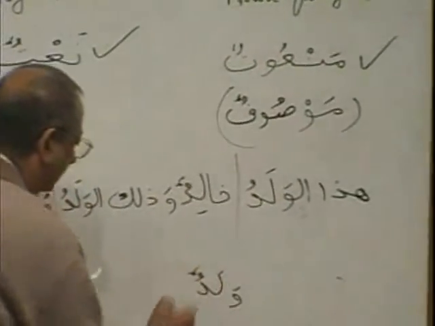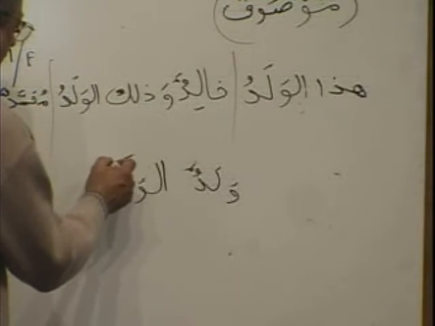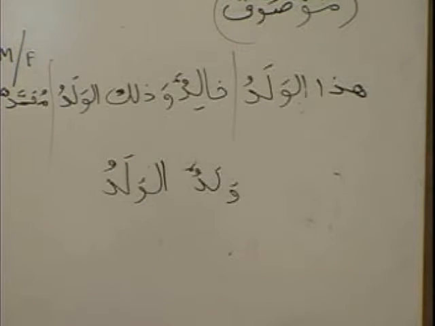Waladun. Is it definite or indefinite? Why? There is a tanween there. Tanween is a sign of indefiniteness. Now, how do I make it definite? Al waladu. Single. Tamma at the end. Al has come. If I say Al Waladun, it will be wrong, because you cannot have Al and Tanween together. They cannot coexist. Only one has to come.